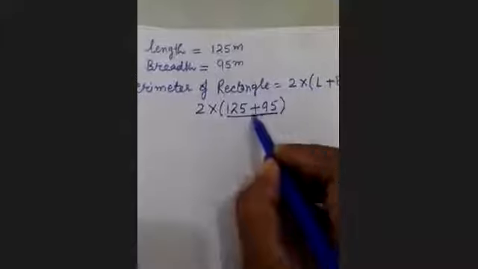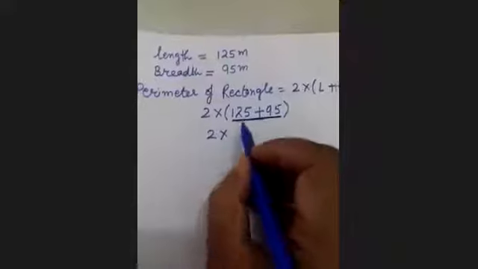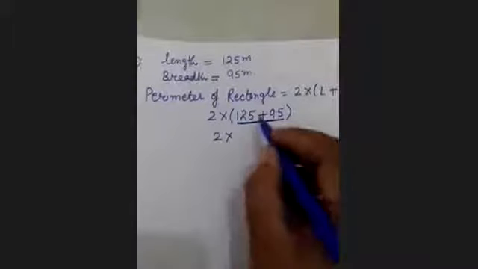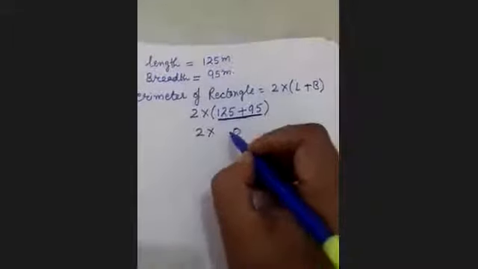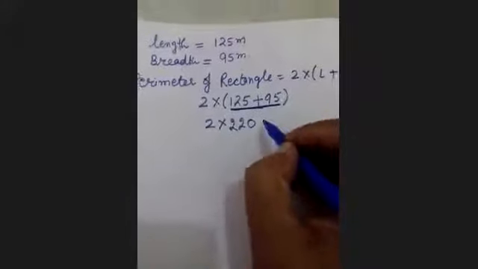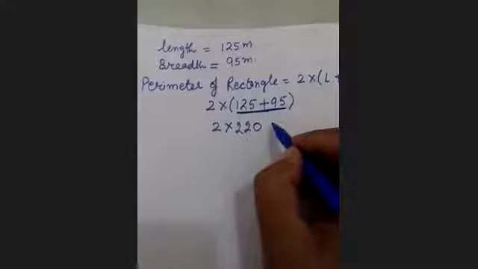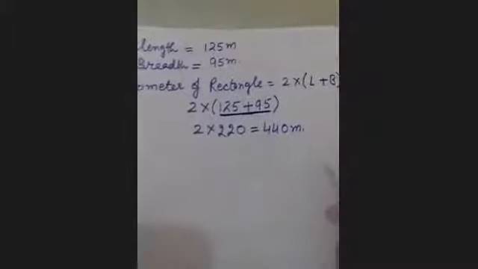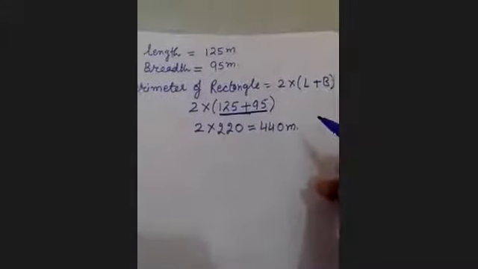Now first we will solve this part. Add length and width. 125 plus 95, that is 5 plus 5, 10, is 220. Now 220 multiplied by 2. So students, perimeter of this rectangle is 440 meter.